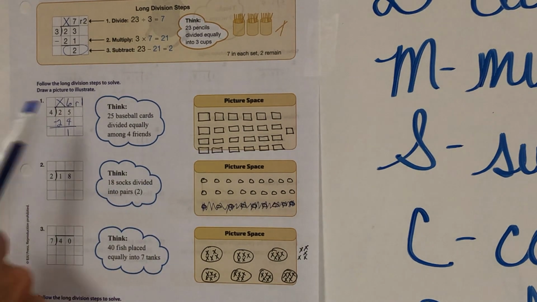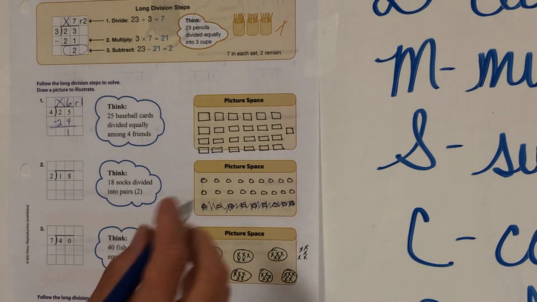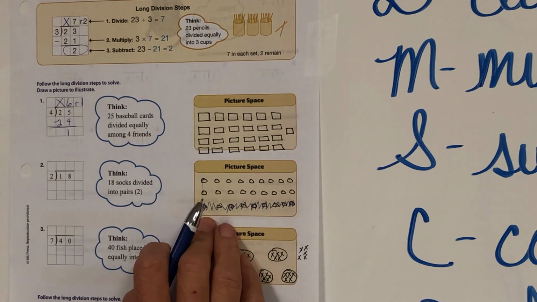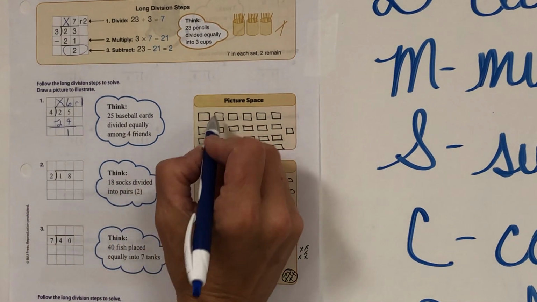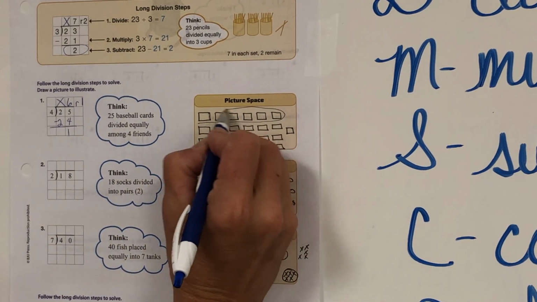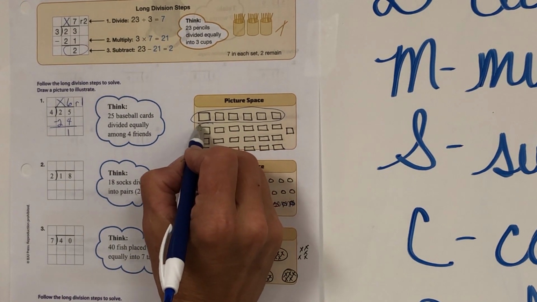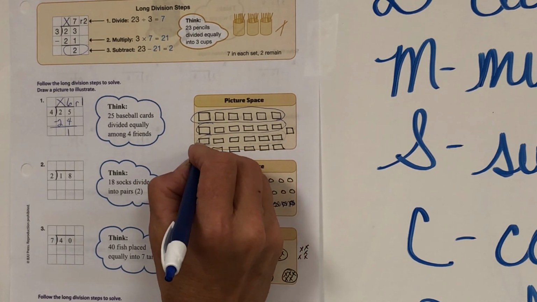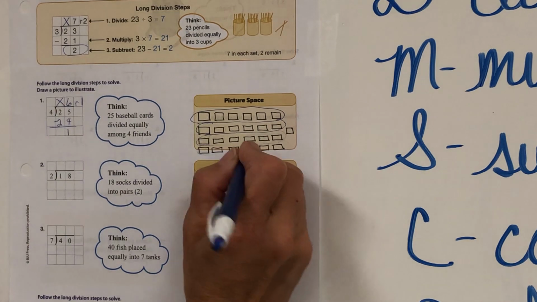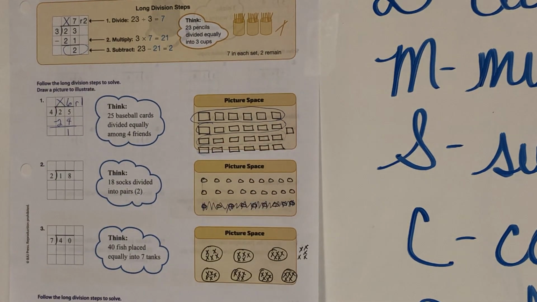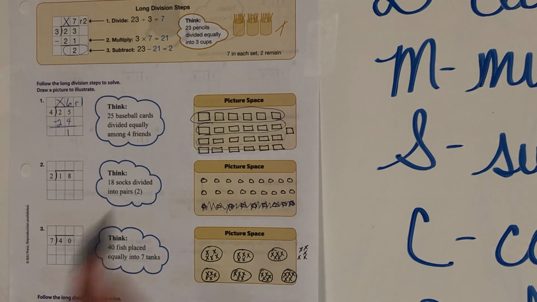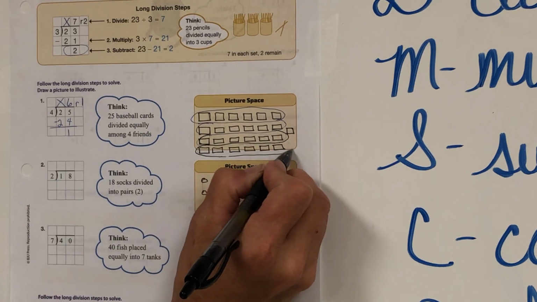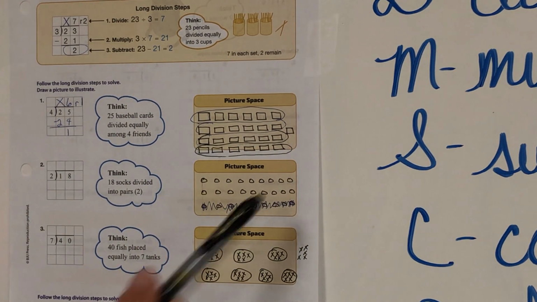Then you come over here and it says to draw a picture to illustrate, so I've done that for you. And there are 4 friends, so I have 4 rows. And there will be 6 cards for each friend, so you need to circle the groups. There's 6, here's 6, and here's 6. Need to change pens, just 1 minute. And then there's 1 card that's left over.